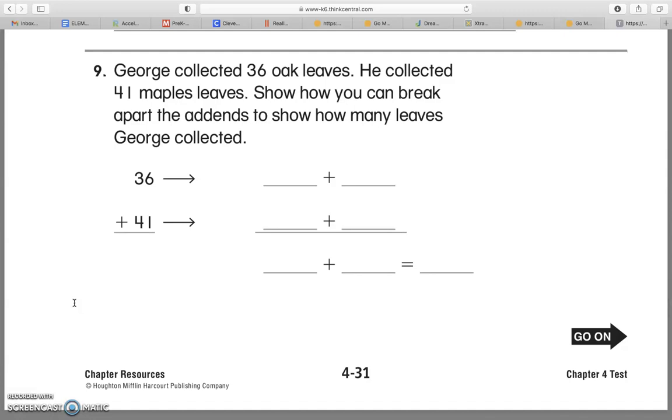Number 9. George collected 36 oak leaves. He collected 41 maple leaves. Show how you can break apart the addends to show how many leaves George collected. So over here they wrote the math sentence vertically. 36 plus 41. I want you to break 36 into tens and ones. Break 41 into tens and ones. Add your tens, add your ones, sum.